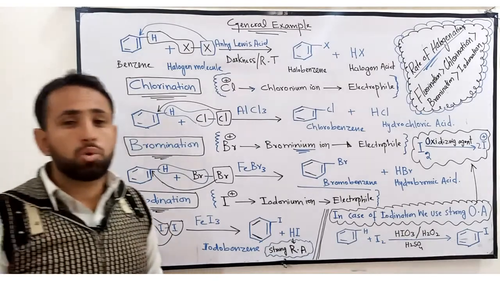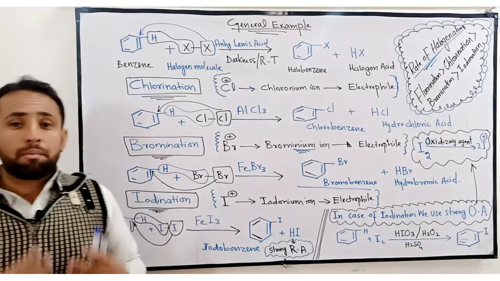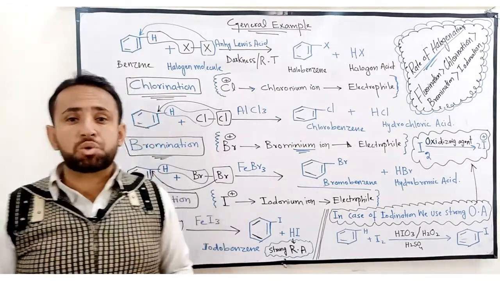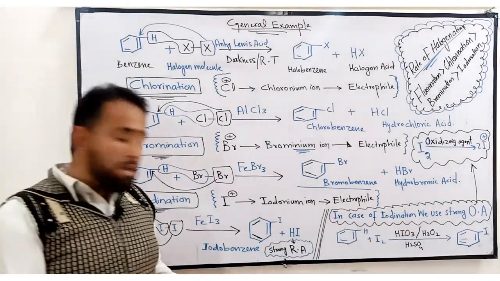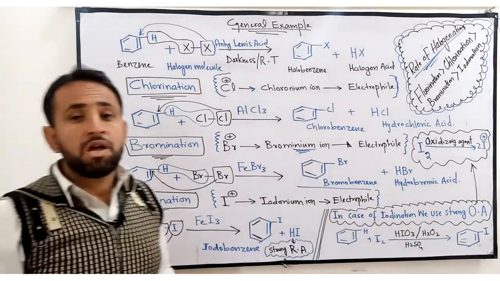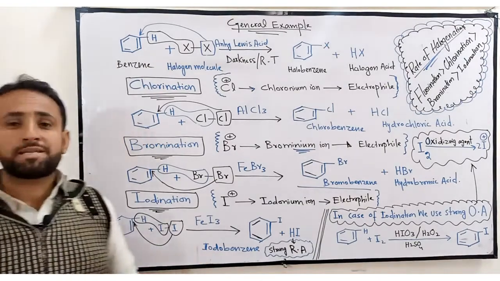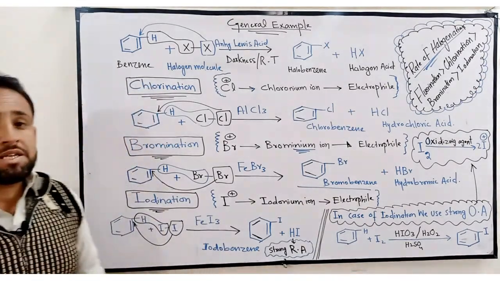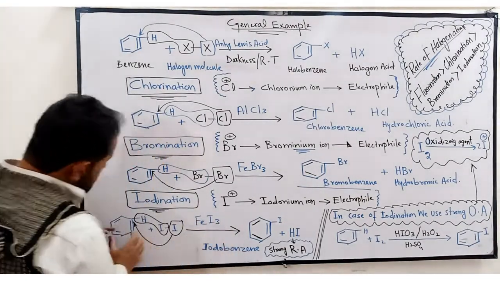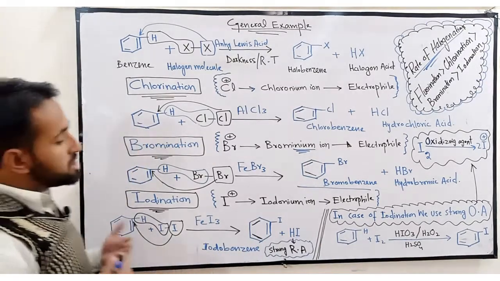Simple benzene molecule. That means our desired product, iodobenzene, is totally destroyed. We are unable to get that product by using this kind of method for iodination. Now what should we do to stop this reverse process? There is a method to stop the simple benzene molecule from forming back from the iodobenzene. So what should we do?